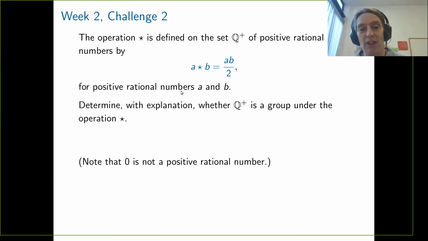And this operation is defined for all positive rational numbers A and B. Your challenge is to determine, with explanation, whether or not the set of positive rational numbers is a group under this operation, and to give some explanation of your answer that will be shareable with the class. And again, this week, either handwritten or typed answers are very welcome. We'll start talking a little bit this week also about typesetting, so we can think about how to do a slide type presentation if you wanted to. So that's the challenge. I don't think it's an easy challenge, and to give a complete answer to it will take a little bit of careful thought and careful organizing in terms of how it's written.